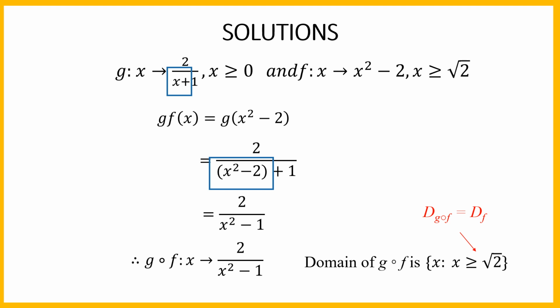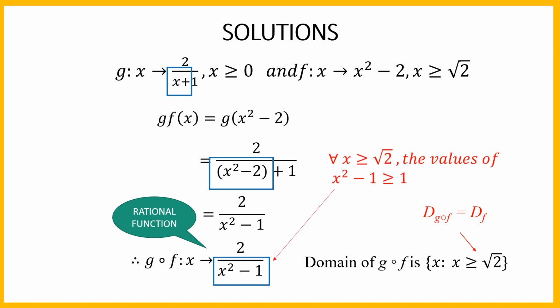Now, observe that the composite function gf is a rational function. So when finding the domain of gf, we must make sure that the bottom part of the fraction is not 0. And it is proven here that for all values of x greater than or equal to square root 2, the value of x squared minus 1 is always greater than or equal to 1. So the statement that the domain gf equals domain f still holds.